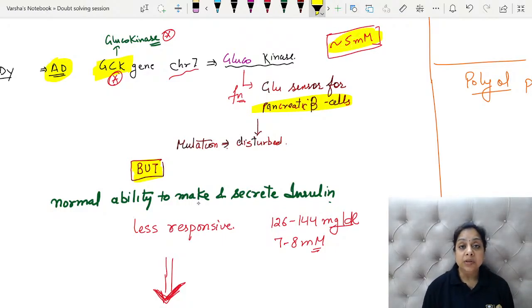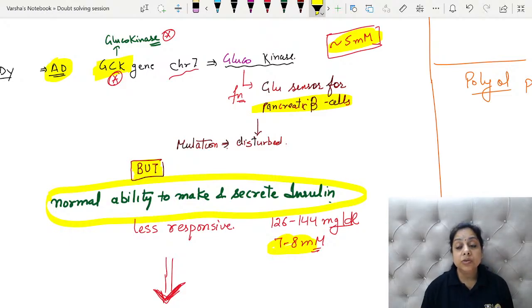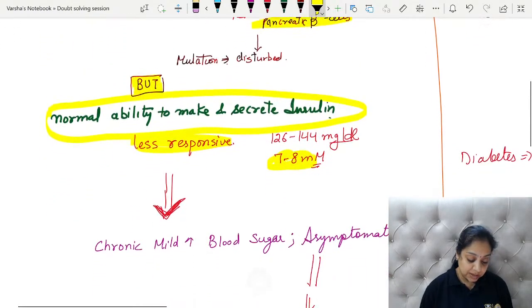At this point insulin is released normally, but because of the mutation in MODY2, insulin is released only when the blood glucose concentration goes up to approximately 7 to 8 millimolar. So there will be a kind of hyperglycemic condition all the time, because of the mutation in the gene. If they say that insulin is not at all being made, that is a false statement. There is a normal ability, it is just less responsive in nature.